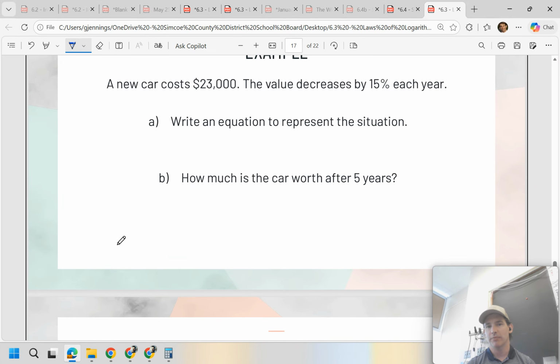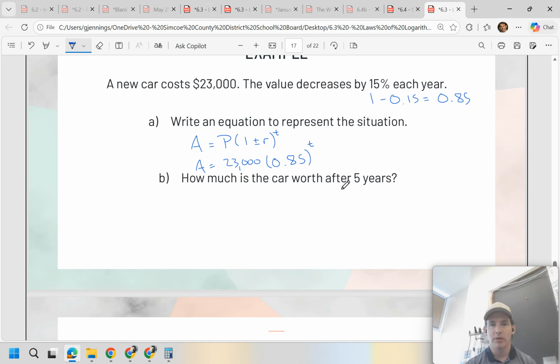So we have this new car. It costs $23,000. The value decreases by 15% each year. So the amount that it's worth is equal to P multiplied by 1 plus or minus the growth rate raised to the power time. All right. So here, A is equal to $23,000 multiplied by 1 minus 0.15, which equals 0.85, raised to the t.